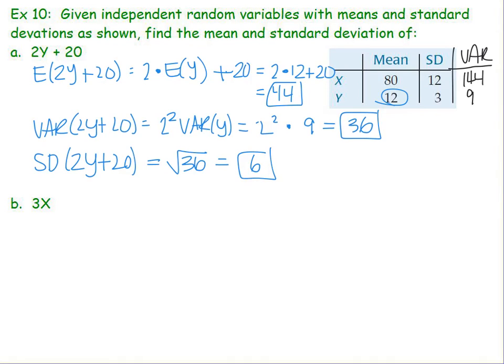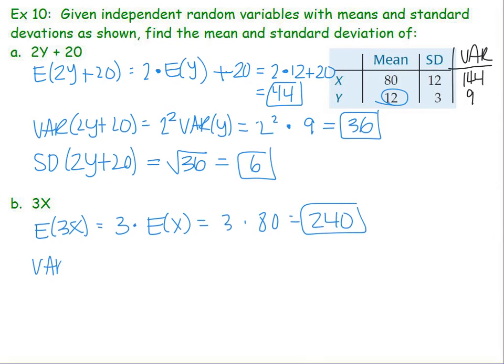Okay, so we've already done one with multiplying. So you know what? We'll do this one real quick. The expected value of 3x. If you look back at equation 3, we're going to do 3 times the expected value of x. So 3 times 80 is 240.